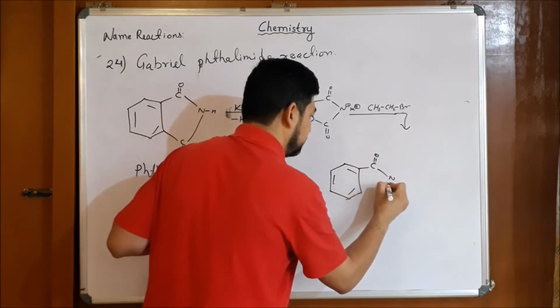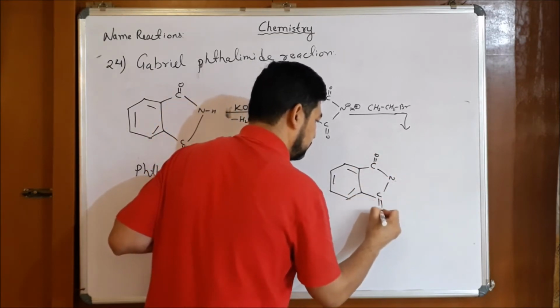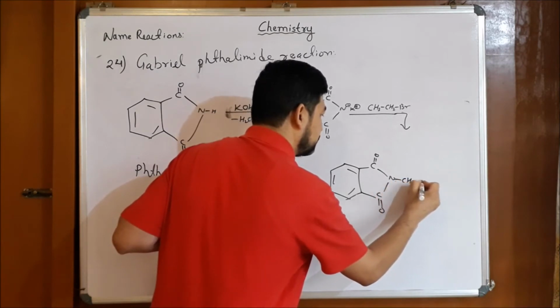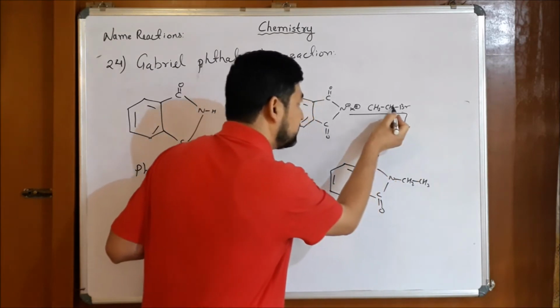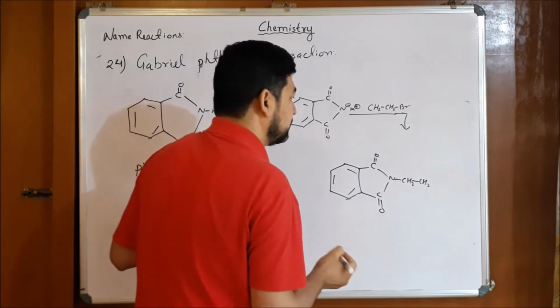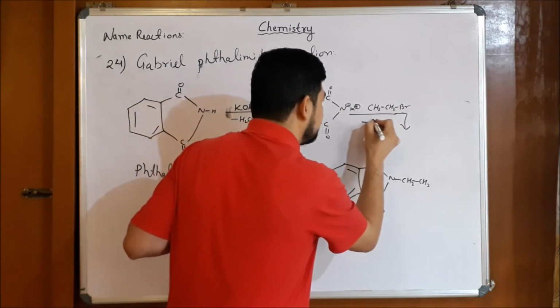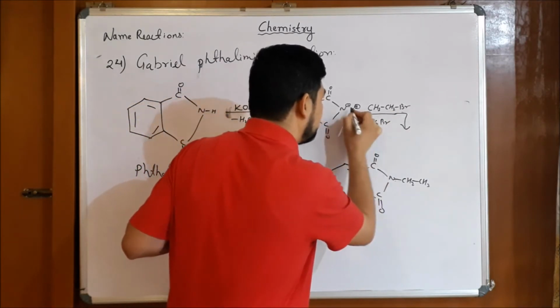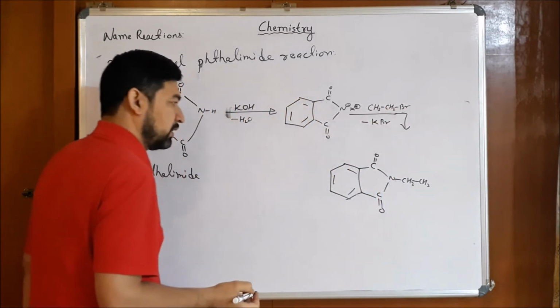C=O and C=O, and here is CH2CH3. So this CH2 will get attached to the nitrogen. Minus, I can write here KBr because K plus and Br minus will come out from here.